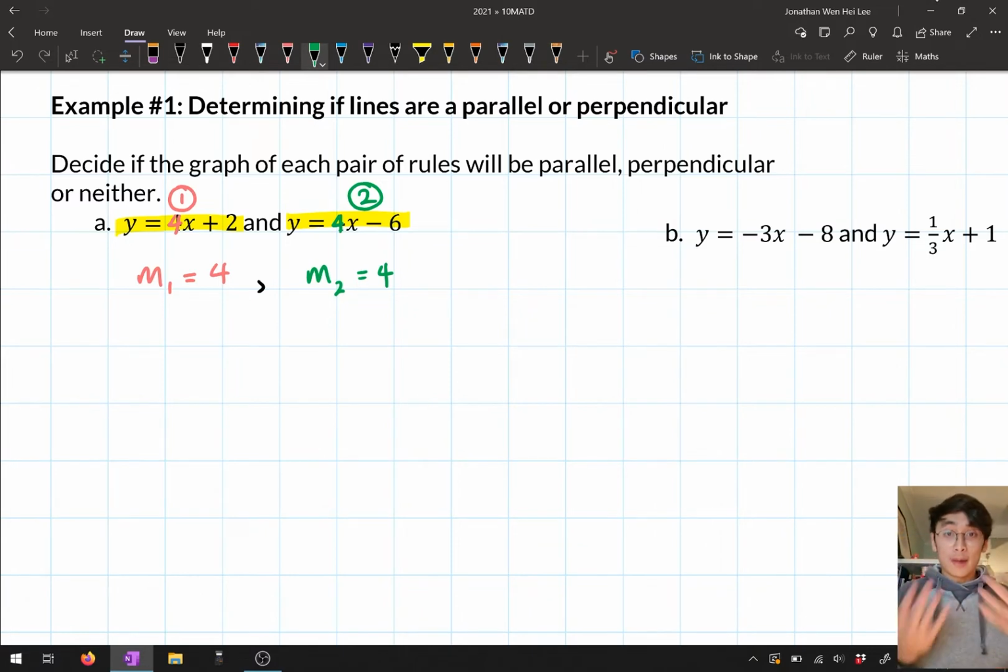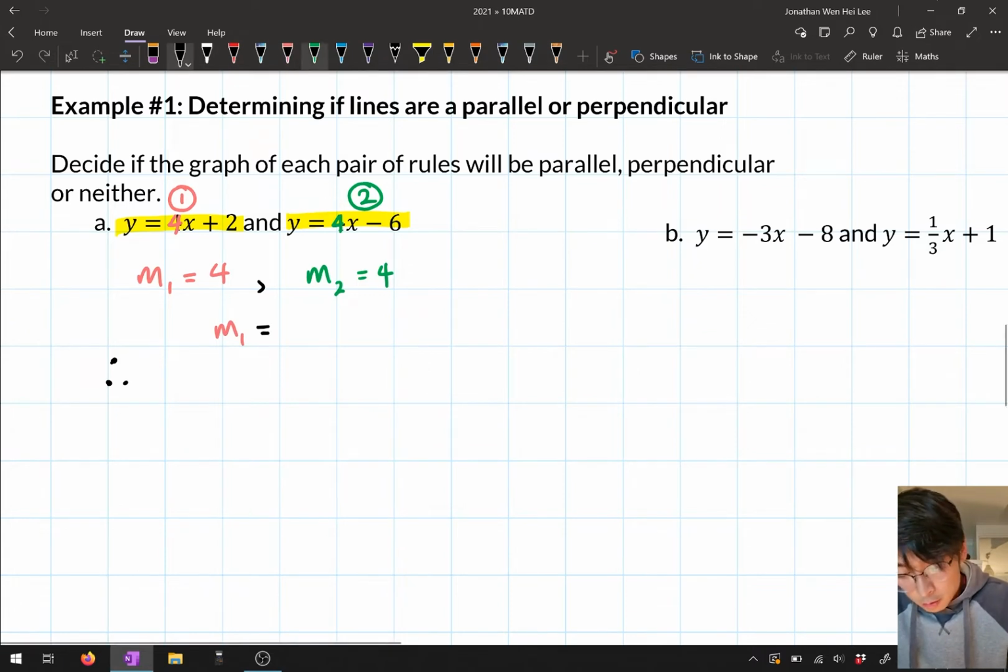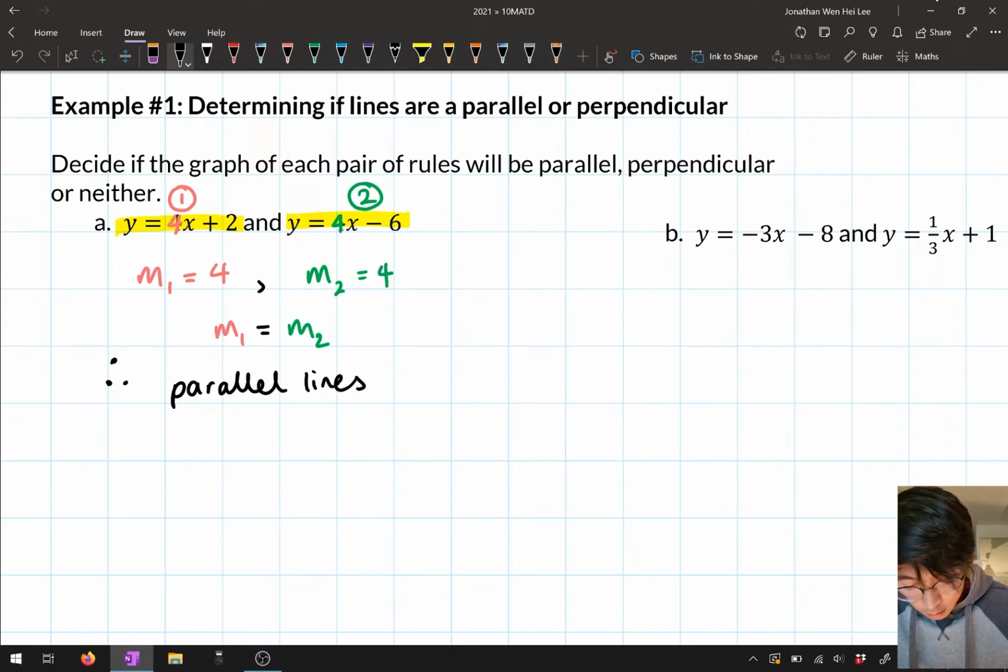Have a look at those two numbers. m1 is 4, m2 is 4. Because they have the exact same value, what can we say about these two lines? If m1 is equal to m2, therefore we can say that these two lines are parallel lines. So if we have two gradients which are the same, if the gradients are equal, that means that they are parallel.